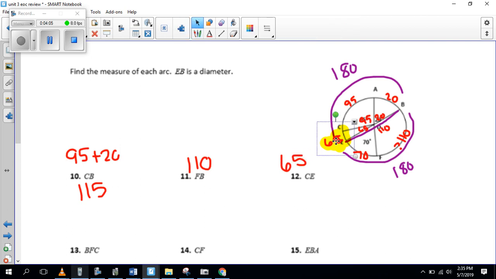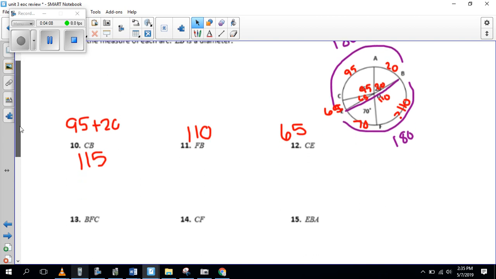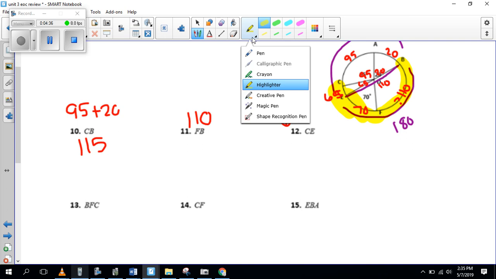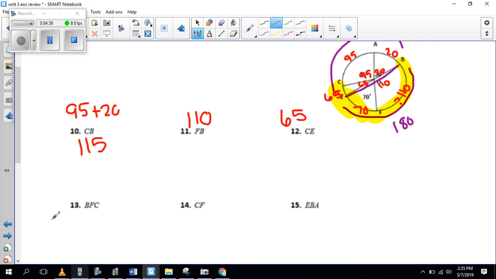Okay, let's do a couple more. BFC. So I got three letters. Most likely this is going to be a major arc. So we go over here. And guys, this is what I'm talking about, just following directions. We go from B to F to C. So let me find B. We go from B to F all the way to C, and I stop there. The numbers I have highlighted are the ones I'm going to add. So I got 110 plus 70 plus 65.